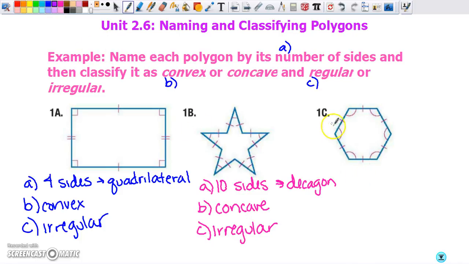Okay, and then for our third one here, 1C, starting with the number of sides, there are 6. So 6 sides means that it is a hexagon.